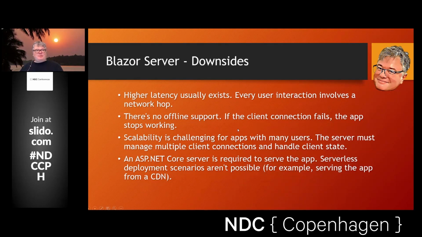So the downsides of Blazor server: there's a little latency added for the round trip to that SignalR hub. There's no offline support. So if the client connection fails, the app stops working. Right? That's kind of a big deal. So remember, every UI interaction requires a trip to the server. And then scalability, we just talked about that. Memory state is what makes this possible, and we'll talk about that in a minute. And an ASP.NET Core server is required to serve the app. So you can't just package it all up like you can with HTML and JavaScript and serve it on a CDN.